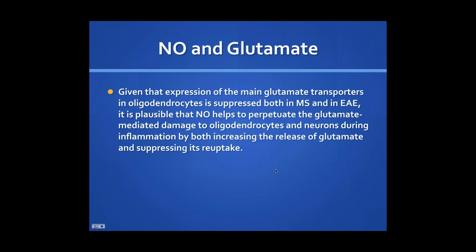Given that expression of the main glutamate transporters in oligodendrocytes is suppressed in MS, it's possible that NO helps to perpetuate the glutamate-mediated damage to oligodendrocytes and neurons during inflammation by both increasing the release of glutamate and suppressing its reuptake. So glutamate we looked at in the GAD variant. If you have a GAD variant, then you're not going to break glutamate down to GABA as easily, and you're going to have higher than normal levels of glutamate, which then induces the nitric oxide pathway and peroxynitrites.